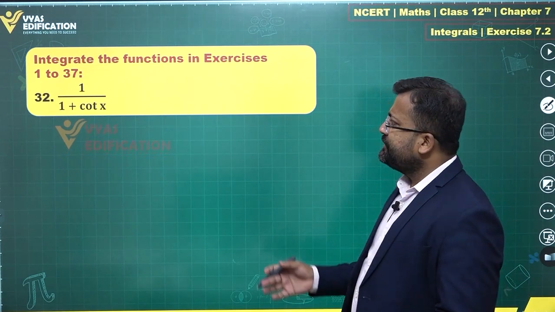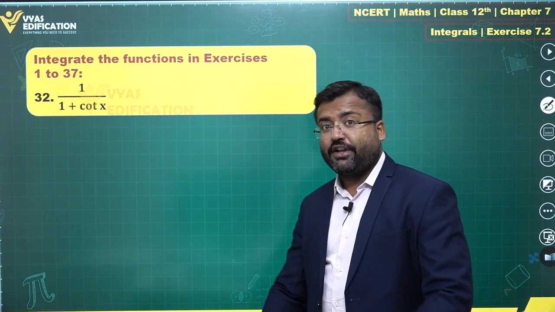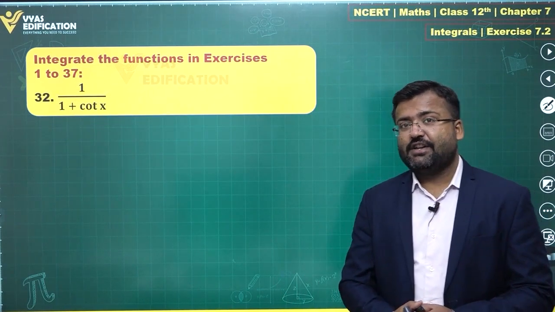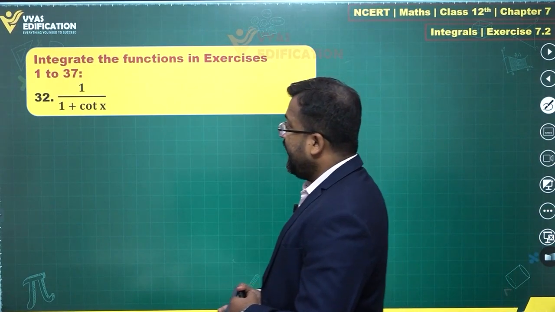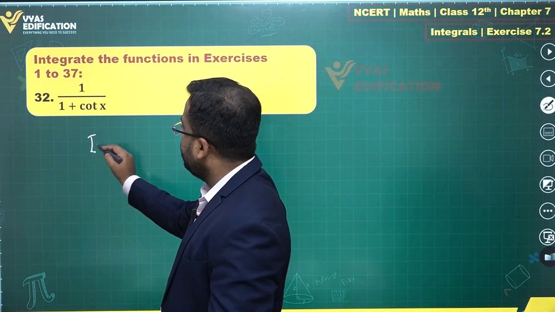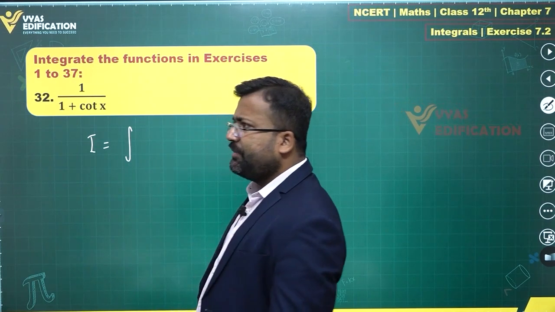Question number 32 says integrate 1 upon 1 plus cot x. This is a pretty interesting one, and observe carefully how this kind of question will be handled. So I is equal to the integral of 1 upon 1 plus cot x.